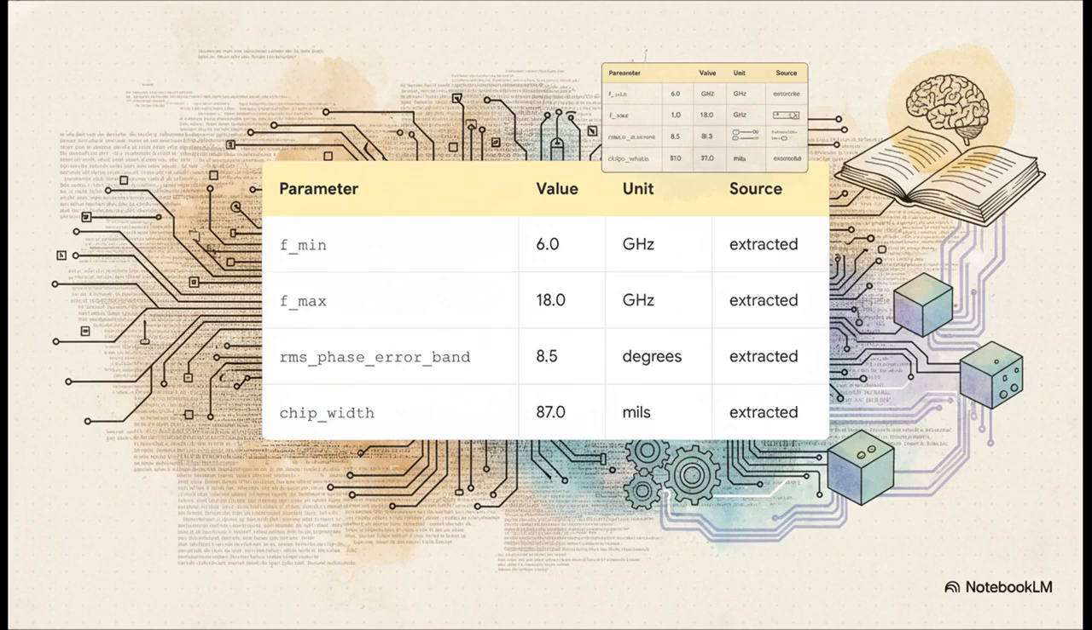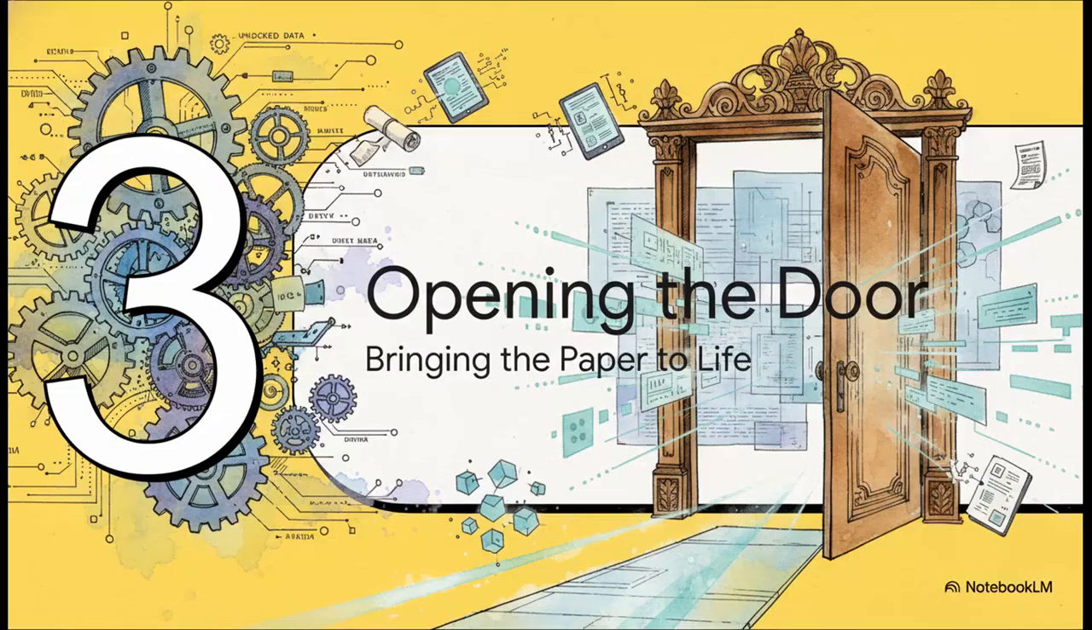Okay, now what's really interesting here is seeing the result of that extraction. I mean, look at this. Information that was once just buried in paragraphs of text is now perfectly organized. You've got minimum frequency, maximum frequency, phase error, chip width. All of it is neatly structured, sourced, and ready for a computer to actually use. This is that first big step to unlocking the knowledge. With the data unlocked, we can now open the door and really bring this nearly 40-year-old paper into the modern world. So let's see what that looks like.